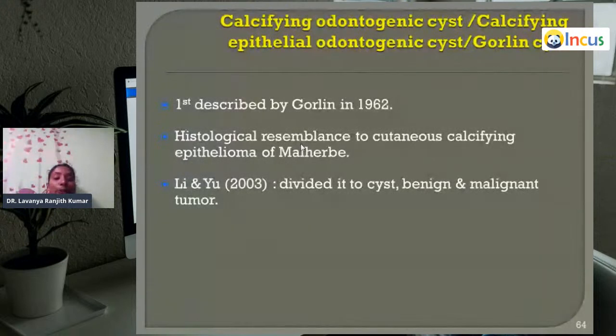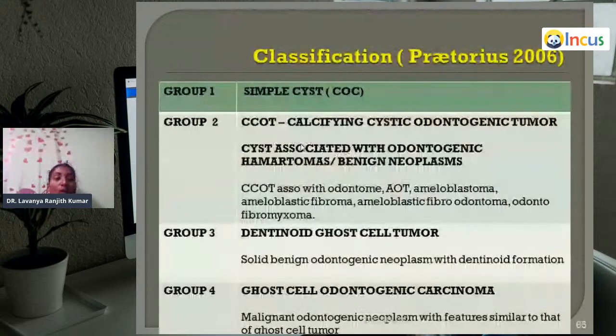Lee and Yu divided it into a cyst, benign and malignant tumors in 2003. They divided it first as a cyst, then benign and malignant tumor. The classification given by Praetorius et al. in 2006: group 1 is a simple cyst. Group 2 is a calcifying cystic odontogenic tumor, associated with odontomas and benign neoplasms. It is also associated with odontoma, ameloblastoma, ameloblastic fibroma, ameloblastic fibro-odontoma, and odontofibromyxoma.